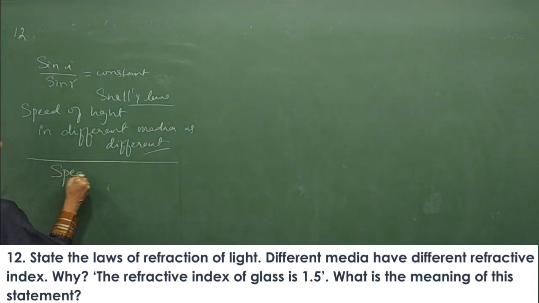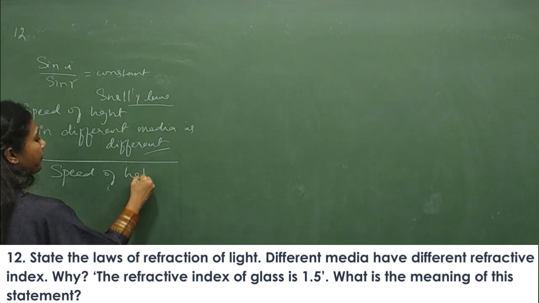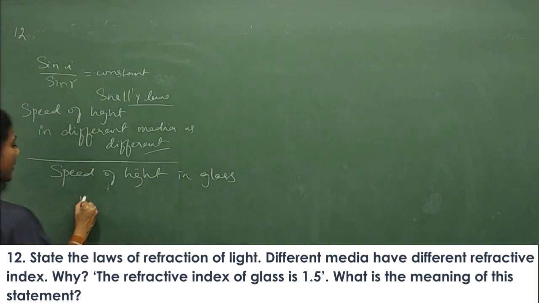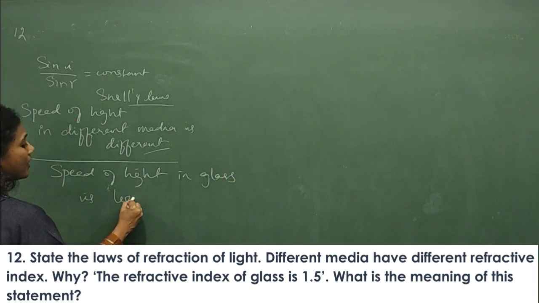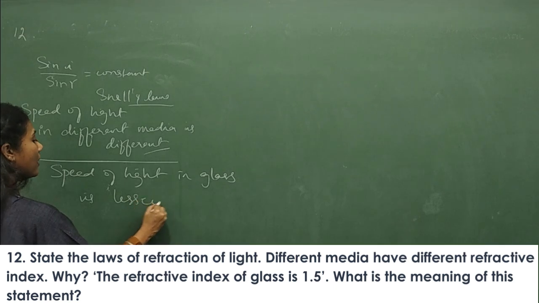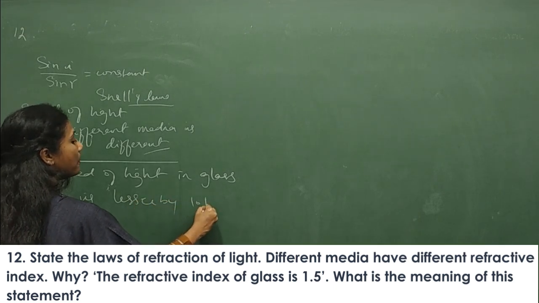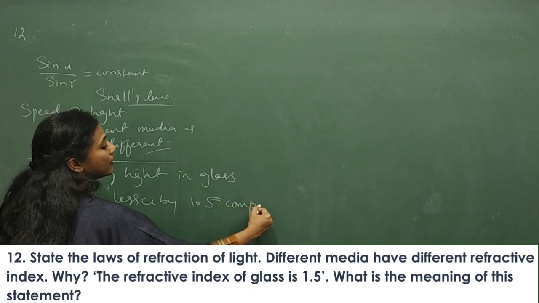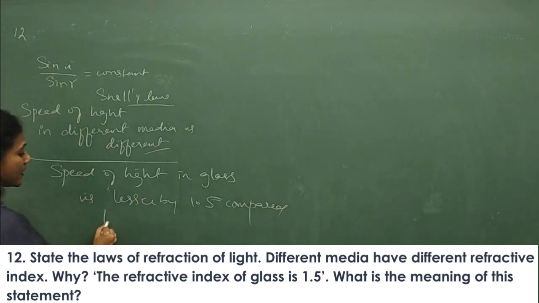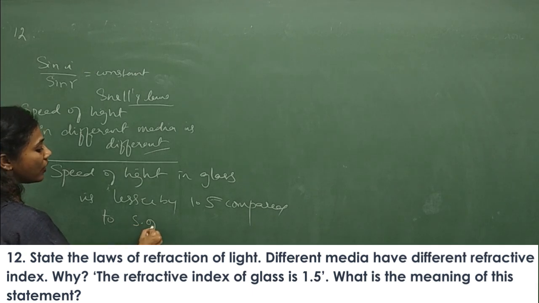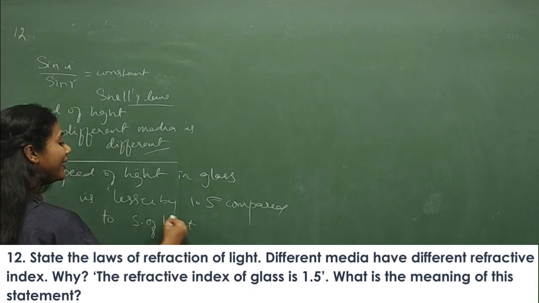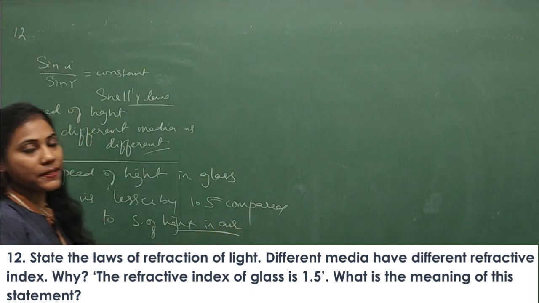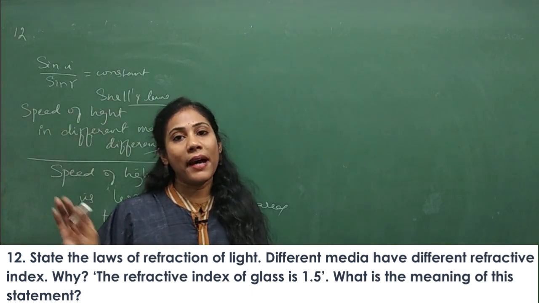Speed of light in glass is lesser by how much factor? Lesser by 1.5, isn't it? Compared to the speed of light in air. So this is the meaning of that sentence. So this is your 4-mark question.